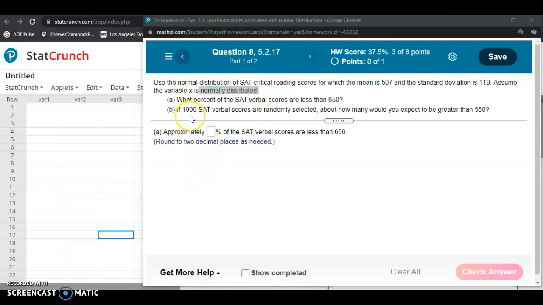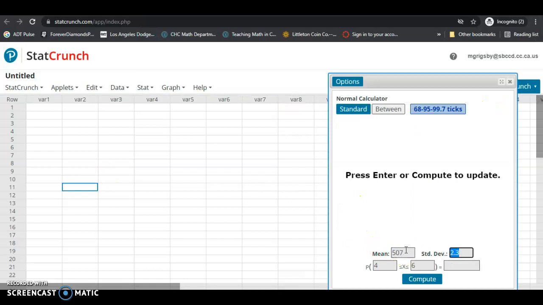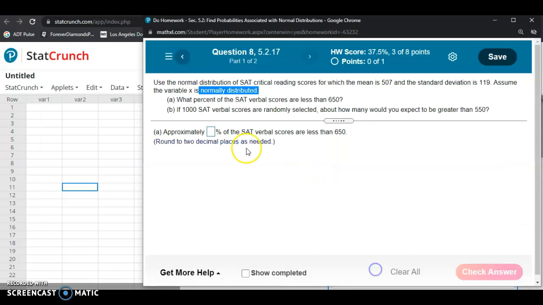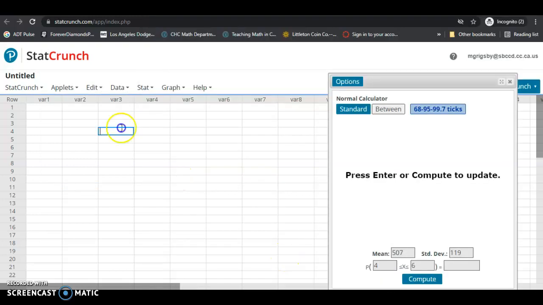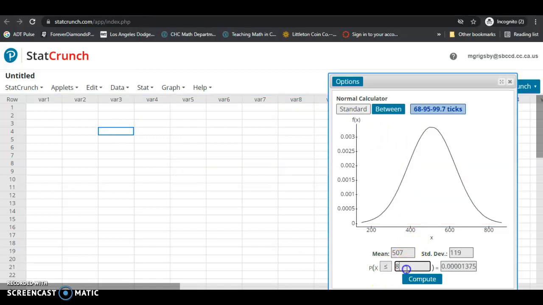So question A says, what percent of the SAT verbal scores are less than 650? Using the normal distribution calculator, we're going to enter the mean of 507 and a standard deviation of 119. And we want to know the probability that a score was less than 650. So selecting the standard option, we're going to select the less than or equal to symbol, type in the number 650. And the probability is shaded in red. So to 4 decimal places, that's 0.8852.